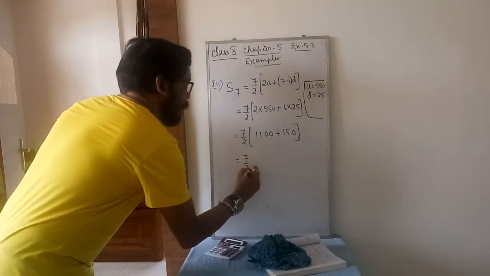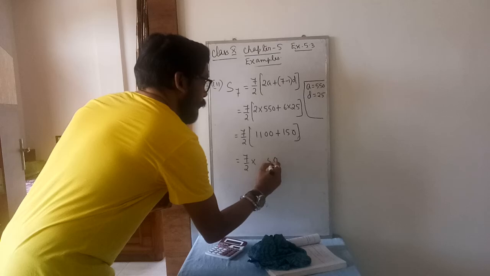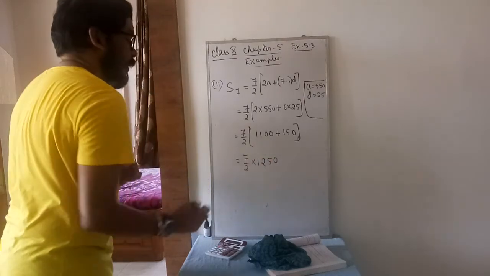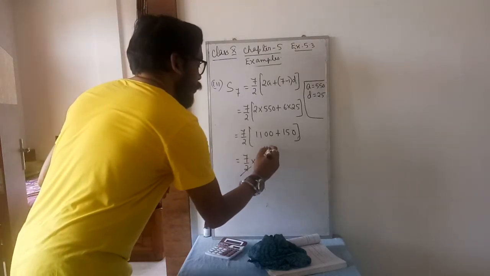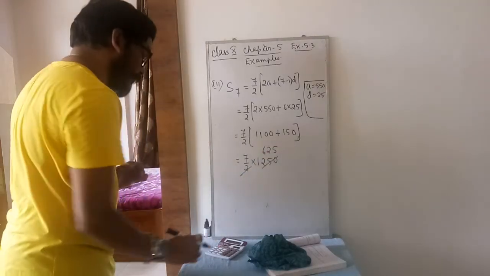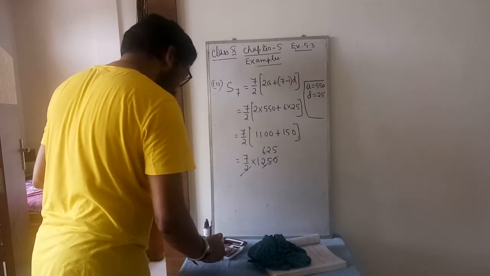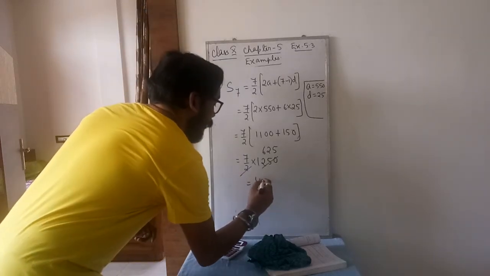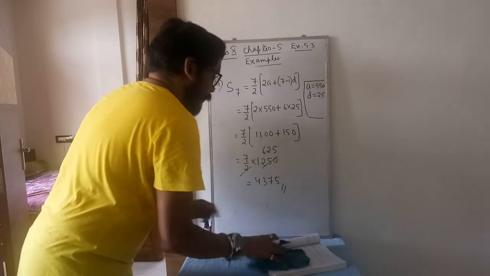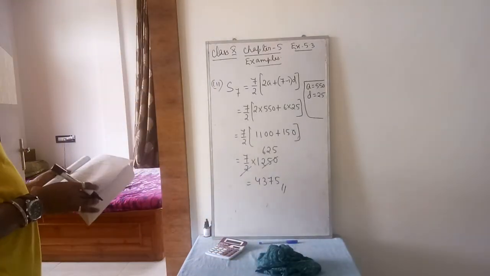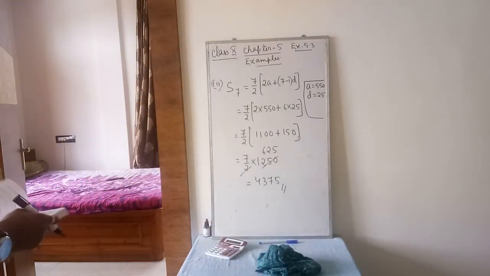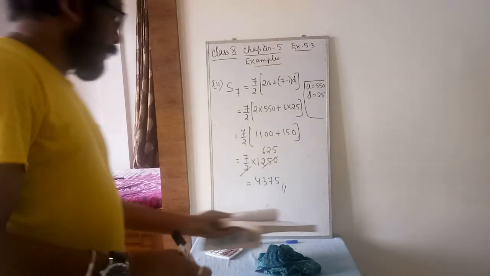So it is 7 by 2 into (1100 plus 150). If you cancel it, 2 into 625, it is 625 into 7. So it is 4375. Okay, this much production will be done in 7 years. 4375. Take the screenshot. Okay, clear?